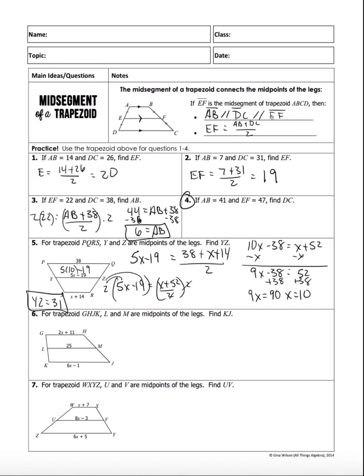Okay, number 6. Again, I'm going to use that mid-segment formula and then plug it in to find J at the end. So my mid-segment is 25. That's equal to 2x plus 11 plus 6x minus 1 all over 2.